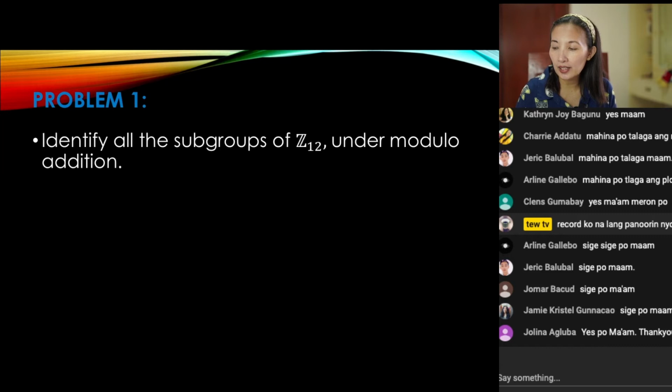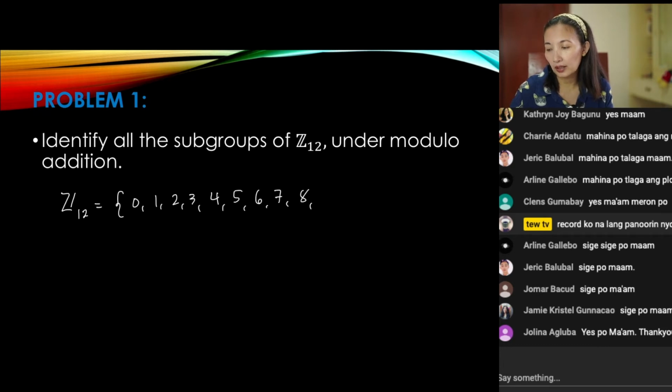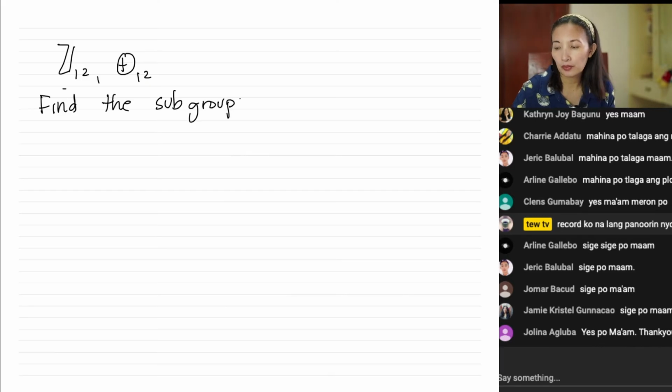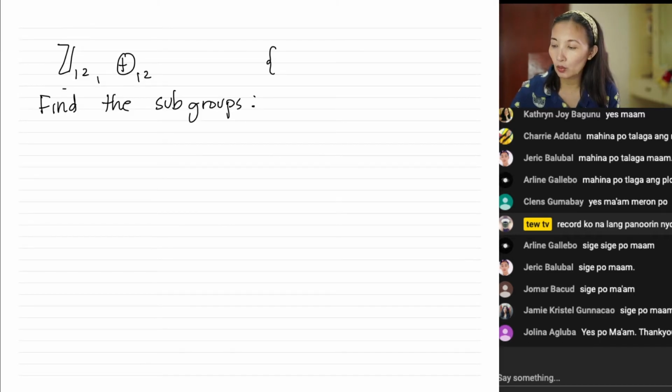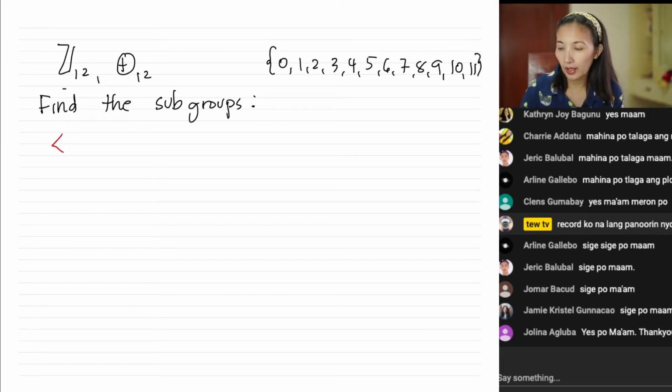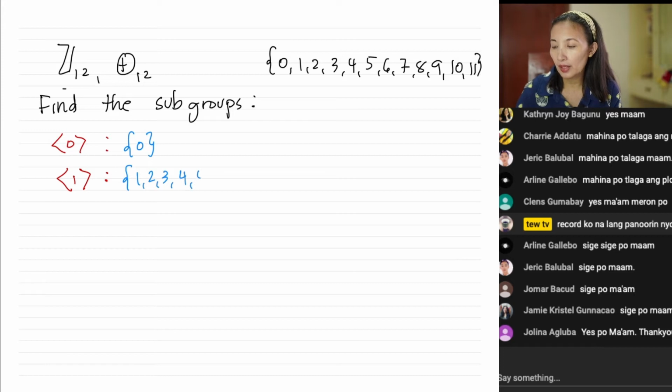Okay? Now let's have Z sub 12 under modulo addition. Set of remainders upon division by 12 has the elements 0, 1, 2, 3, 4, 5, 6, 7, 8, 9, 10, and 11. So just the same, find all the subgroups of Z sub 12. The theorem says H could be generated by A raised to K such that K is an element of Z. Z sub 12 has 0, 1, 2, 3, 4, 5, 6, 7, 8, 9, 10, and 11. Okay, we begin with 0. Again, 0 will just give 0. Next, 1. 1 will generate 1, 2, 3, 4, 5, 6, 7, 8, 9, 10, 11, and 0.